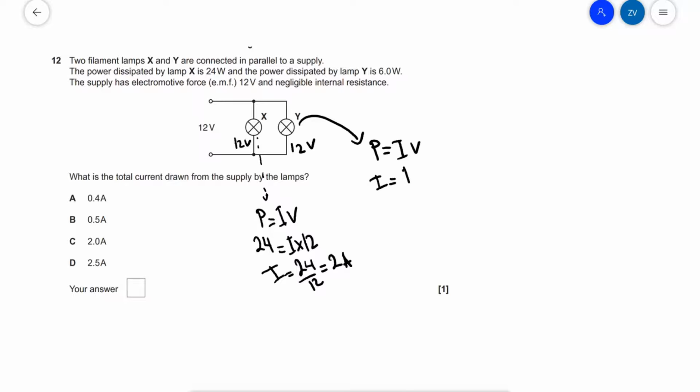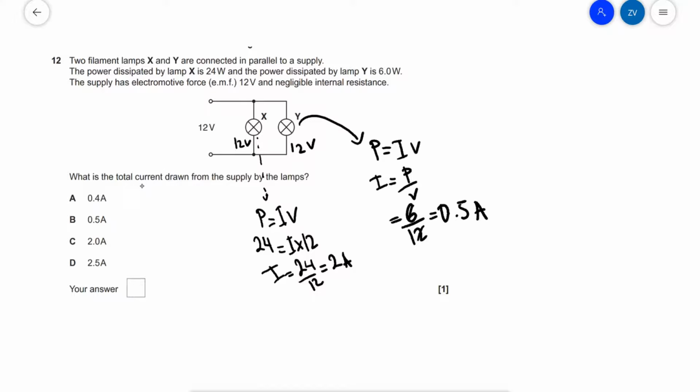Very similarly here, we can also use power is equal to I times V, which means that I will be equal to the power divided by the PD, which will then be equal to 6 divided by our PD, which is going to equal 12, and that is going to be equal to 0.4 amps.